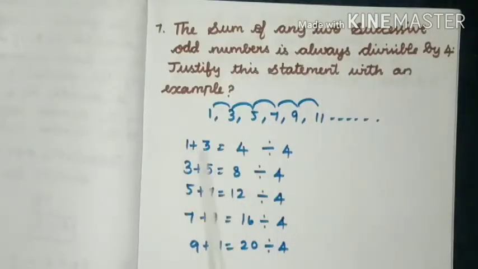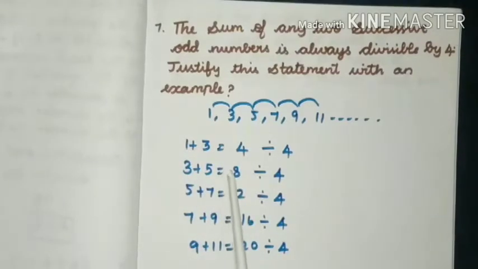For example, 1 and 3 are odd numbers. 1 plus 3 equal to 4. Here the answer is divisible by 4. Here 3 plus 5. Both are odd numbers, two successive odd numbers. 3 plus 5 equal to 8. 8 is divisible by 4.